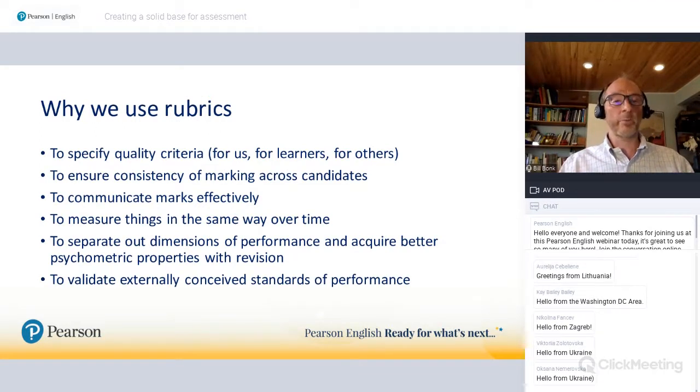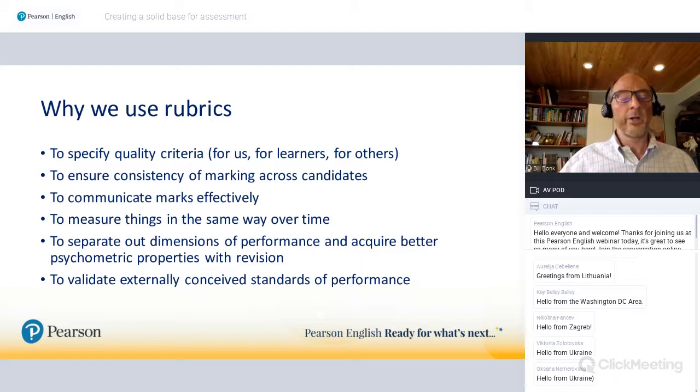Why do we use rubrics? Well, we use them to specify the quality criteria for us as testers or teachers, for learners, and for other people, parents, other stakeholders. We want to ensure consistency of marking. As I mentioned, with those teacher marks that I got on my essays when I was in high school, it was not clear to me what the criteria were sometimes. So this way, the criteria are very clear. They've already been written down. And this way, it stays consistent. And teachers are looking for the same thing over and over again.